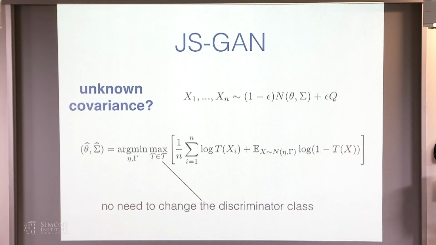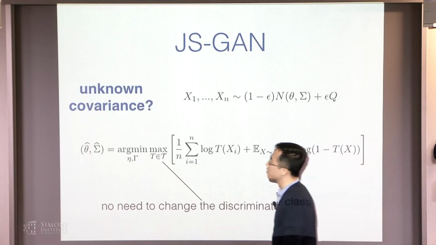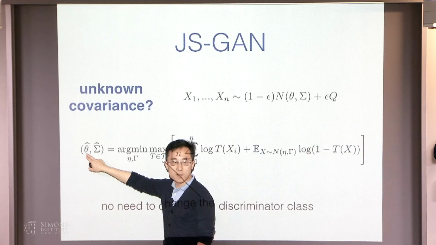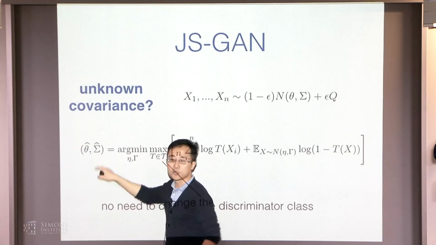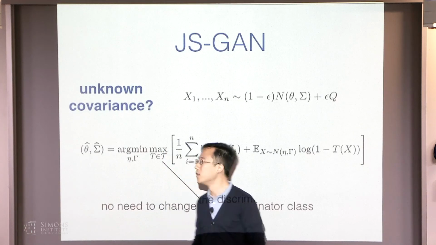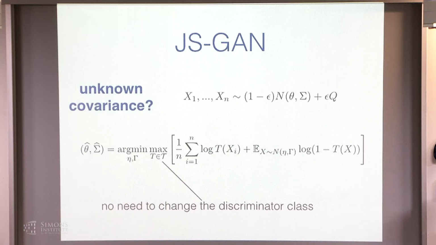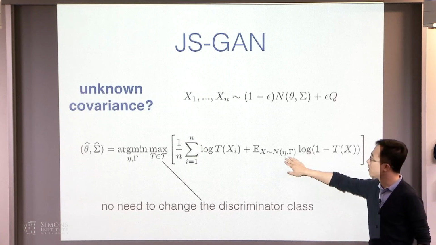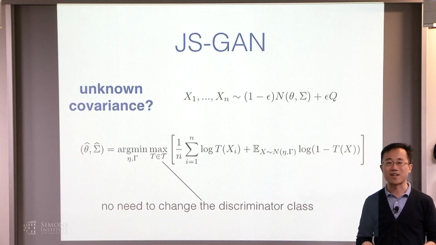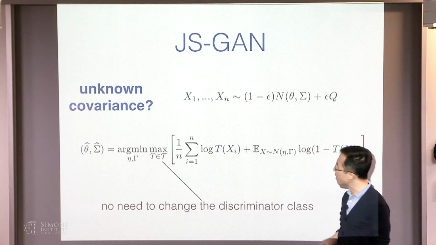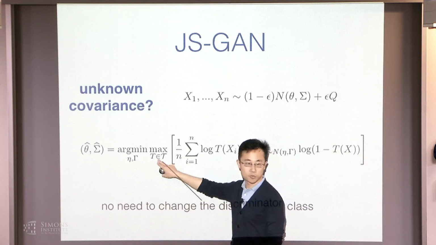So you do not need to change the discriminator class. You will eventually get two estimators. Theta hat will still be minimax optimal. For Sigma hat, you just throw it away because it may not be accurate. So here's a general principle when you try to adapt to nuisance parameters when using this GAN type estimator: you are free to modify the generator class. It will not affect the statistical complexity of the problem. The statistical complexity is only determined by the discriminator class.